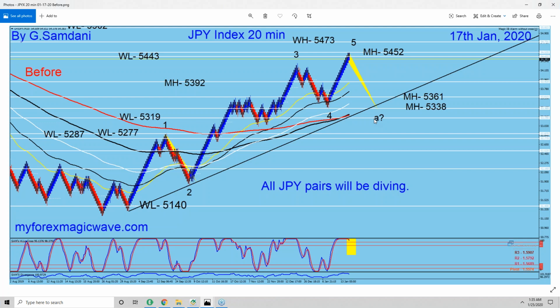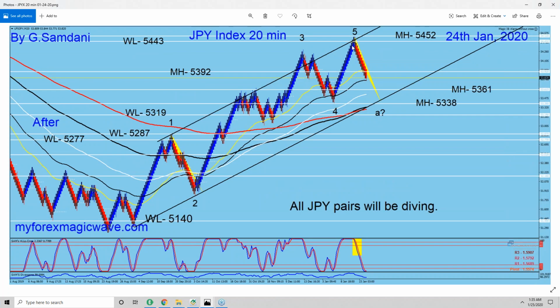This is the count, 1 2 3 4 5, and maybe we'll come down here, and doing so all yen pairs will be diving. So what happened to this chart by Friday was this: it came straight from there all the way down here. By doing that, all yen pairs are supposed to be going down, right? Did they? The first question is set, and the second question is what did I do in the meantime, from the 17th to the 24th?